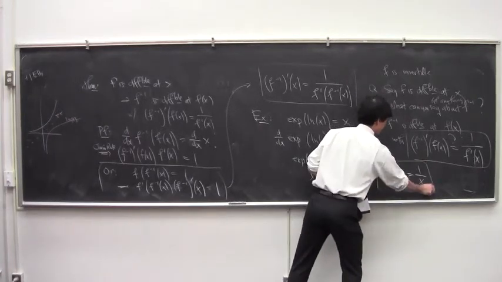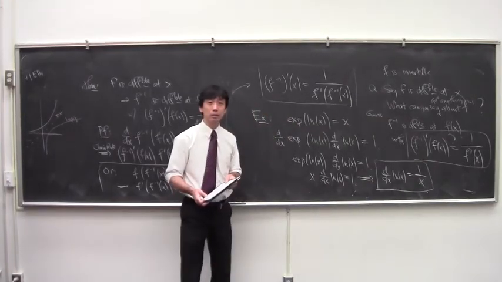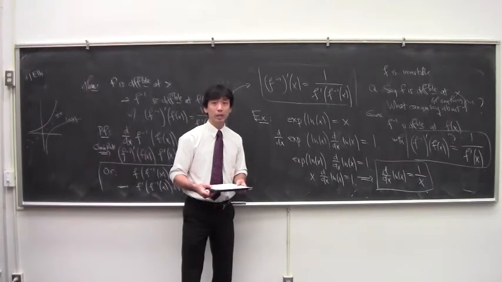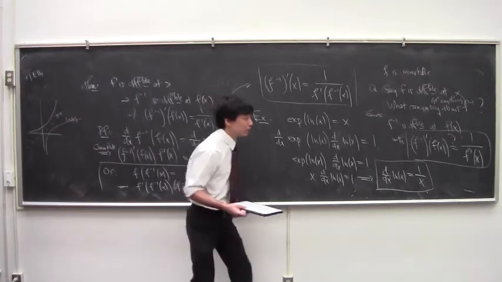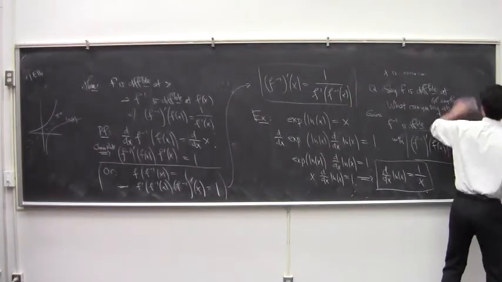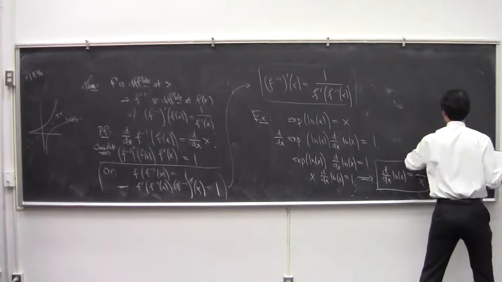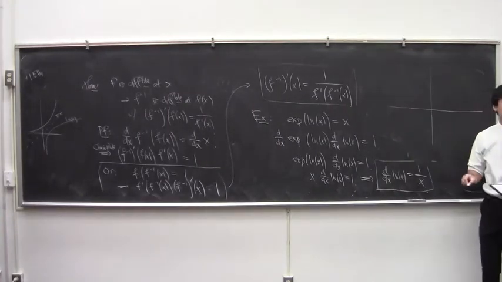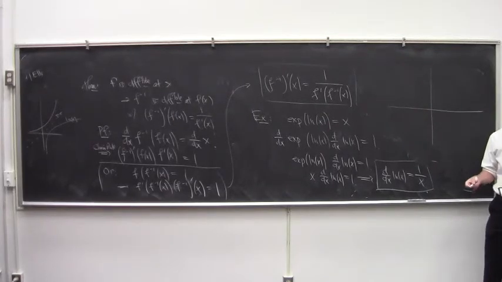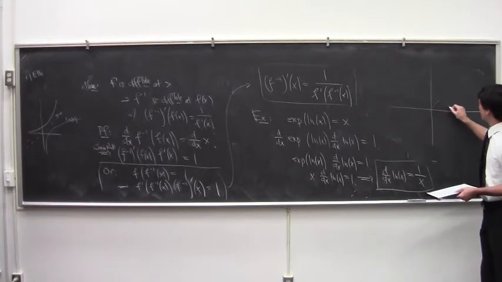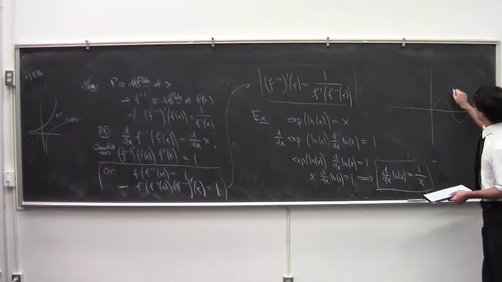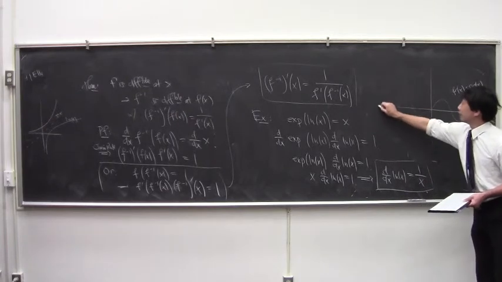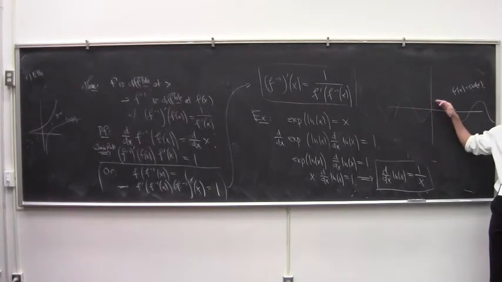A useful formula. Let me just say one thing quickly, sorry. That business with restricting the domain will come in handy when we start talking about inverse trigonometric functions, right? Because trigonometric functions, if we look at the sine function, are very much not one-to-one functions.